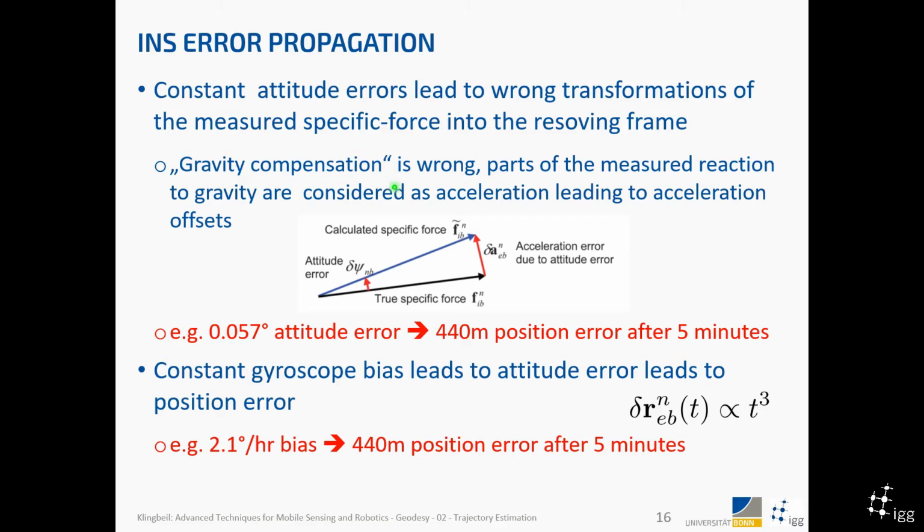So if your gravity compensation is wrong, so if your estimated orientation is a bit different than the reality, then there's a part of this measured reaction to gravity which is considered as an acceleration, which then leads to an acceleration offset. So we can see that here this is a true specific force, right? And this is a calculated specific force, and there's an angular rate error in between, right?